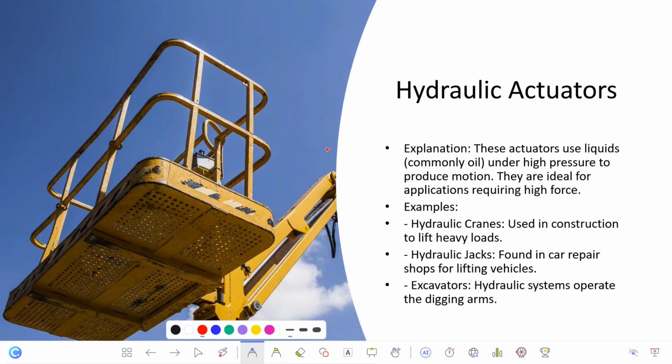Now let's move to the hydraulic actuators. Those actuators, instead of using air, are using what? They are using liquids, and the type of liquid is commonly oil, and under high pressure they produce motion. They are ideal for applications requiring high force, such as hydraulic cranes, which are used in construction to lift heavy loads, hydraulic jacks found in car repair shops for lifting vehicles, and excavators, which are hydraulic systems that operate the digging arm.